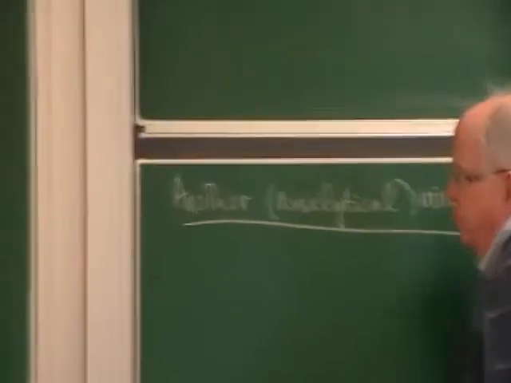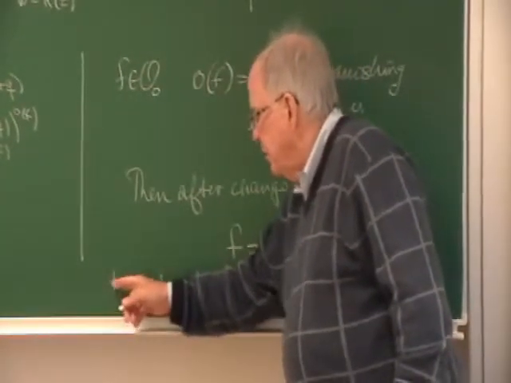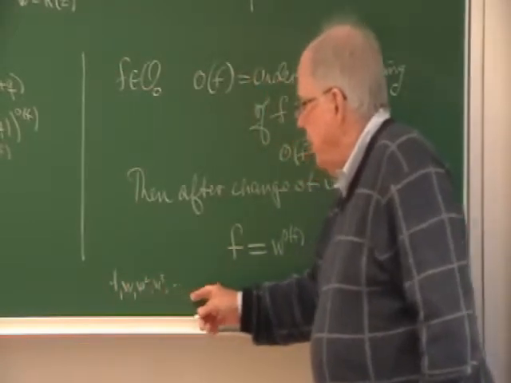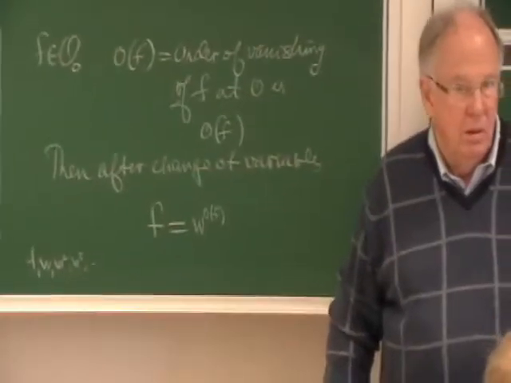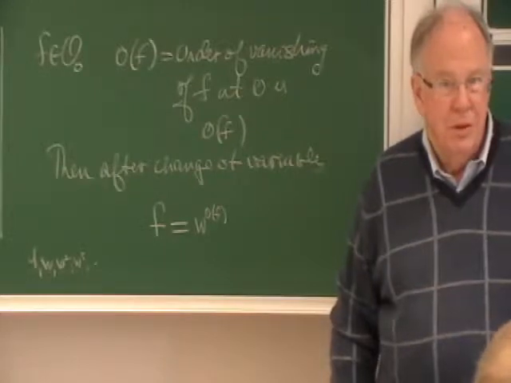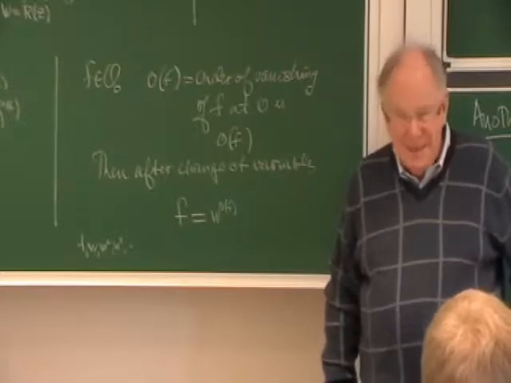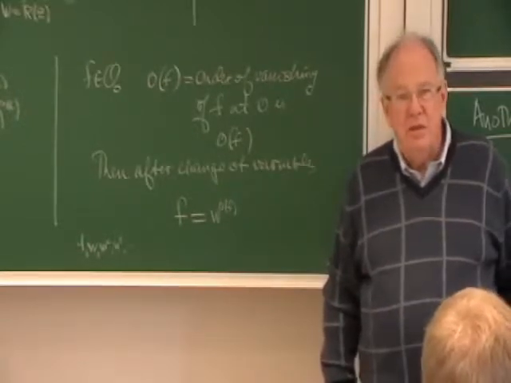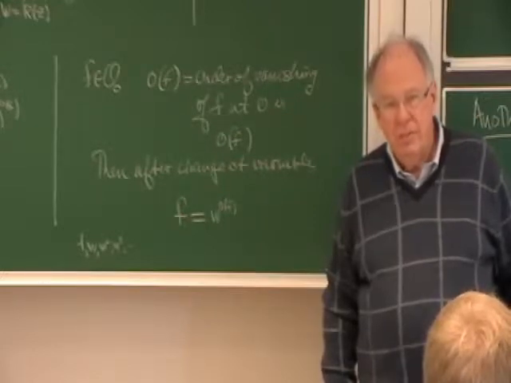So after change of variables, you only have these few functions: one, up to constant multiples, up to constant linear change of variables, which is nothing, just multiplying by a constant. We have these few functions. Could you explain again what you mean by f equals w to the O of f? That's what I mean. What I mean is, I can choose a variable w so that f equals w to the O of f.